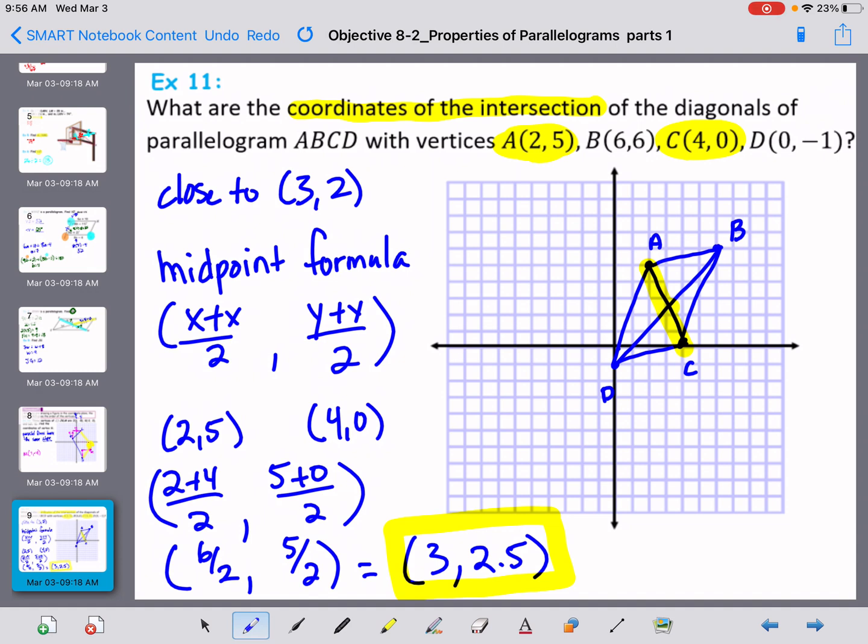You're going to have some problems in IXL where you're going to have to use this midpoint formula. Some of the problems you might be okay with guessing and just spotting it by eye. Some of the problems you won't be. So that's it. We are done for today.